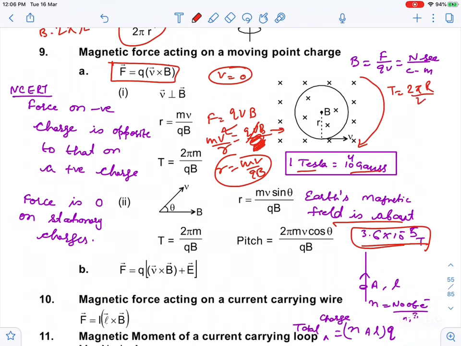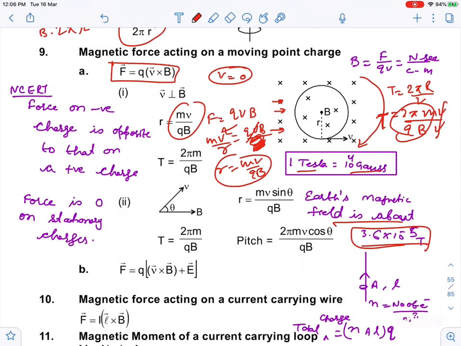Now guys, actually the time period you have to calculate. T is equal to 2 pi r by v, and radius I have calculated as m v by q B. So 2 pi into m v by q B into 1 by v, this v cancels, so T is 2 pi m by q B. So radius does not depend upon the velocity with which the particle is moving. Time period does not depend upon the velocity with which the particle is thrown.